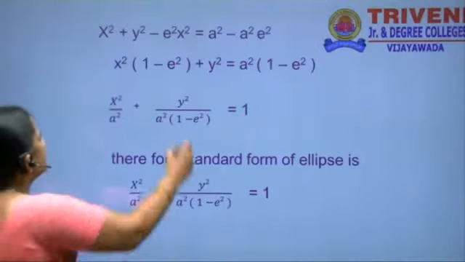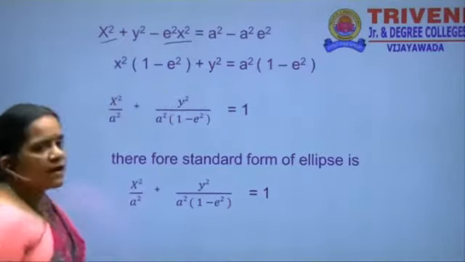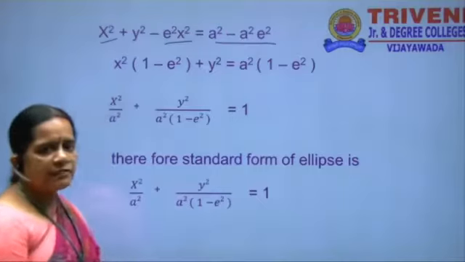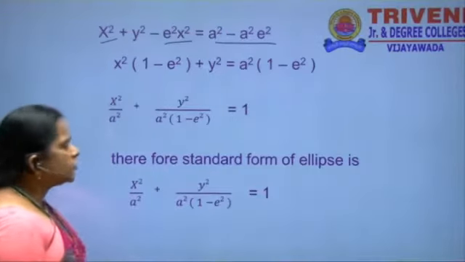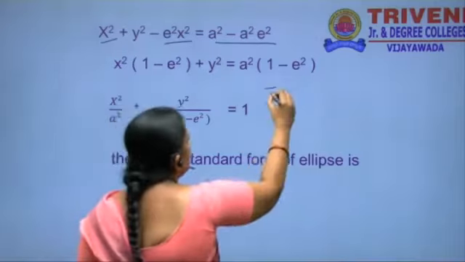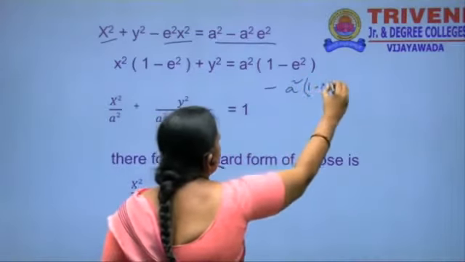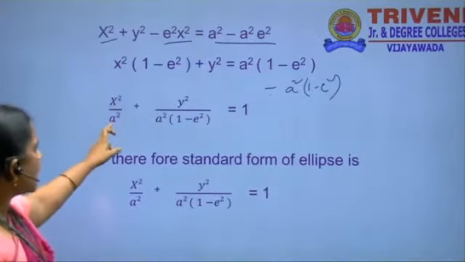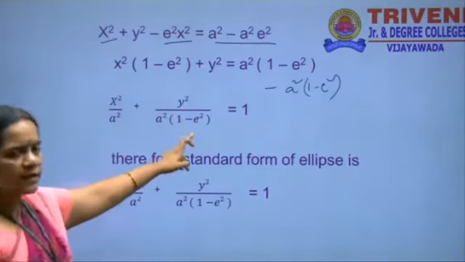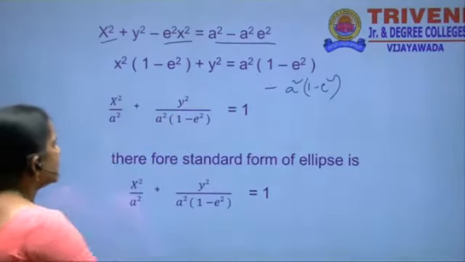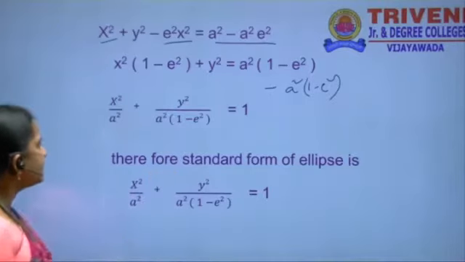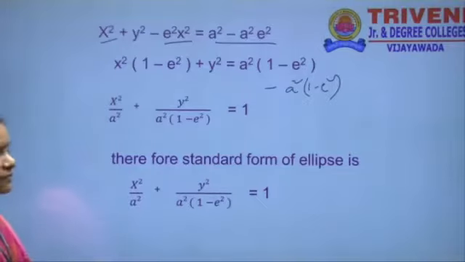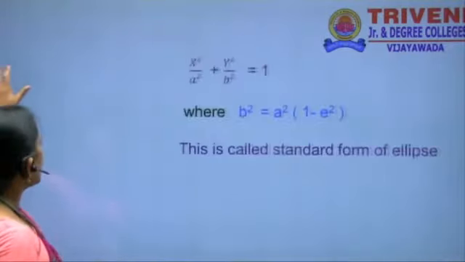Then x square we have common here: x square into 1 minus e square plus y square. Here also in both we have common a square into 1 minus e square. Dividing throughout the equation by a square into 1 minus e square, x square by a square remains here, and y square by a square into 1 minus e square is equal to 1. Therefore the standard form is x square by a square plus y square by a square into 1 minus e square is equal to 1.